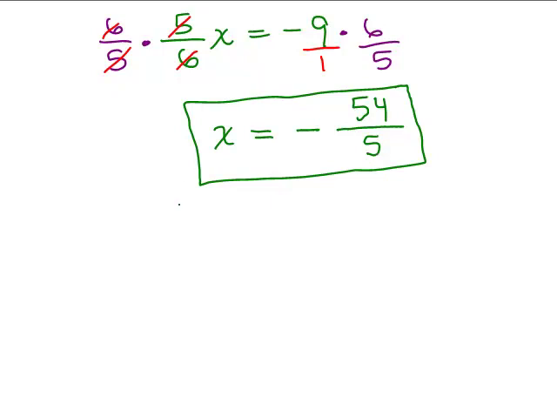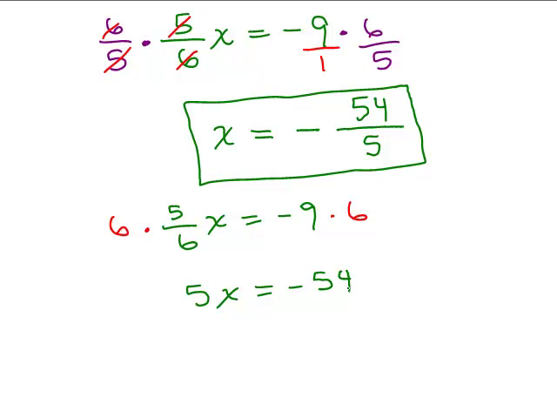Okay, second method, some people prefer to do this. It's called clearing the denominators. You see there's only one denominator, 6, so we just multiply both sides by that least common denominator, and that way we get an equation that doesn't have any fractions. So we start off with 5x equals negative 54, and now we divide both sides by 5 to solve for x. Alright, so we got negative 54/5 again.